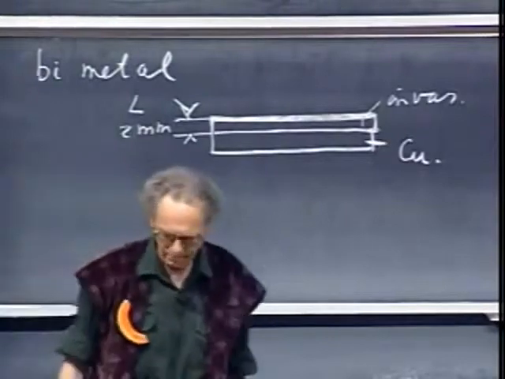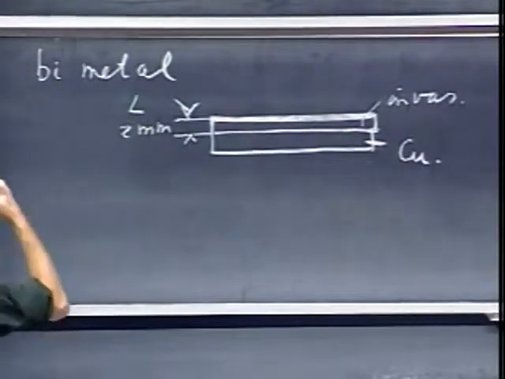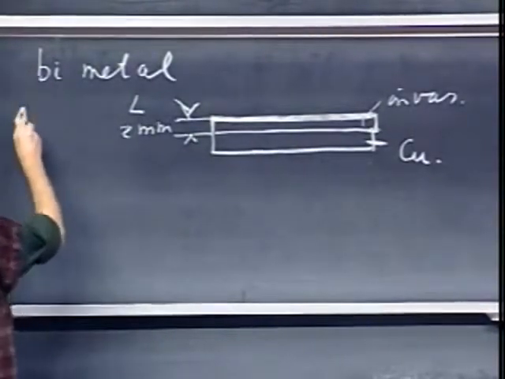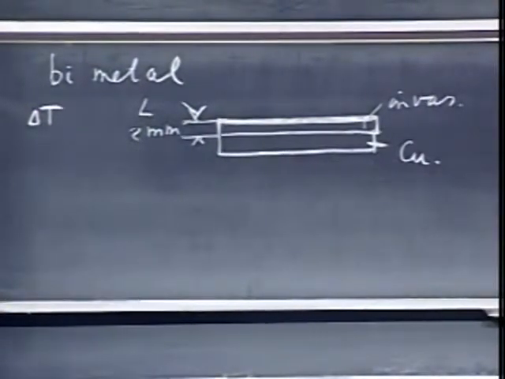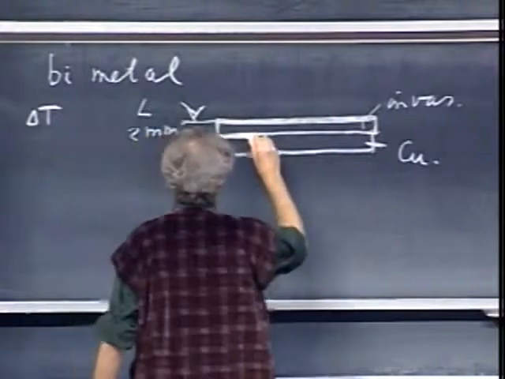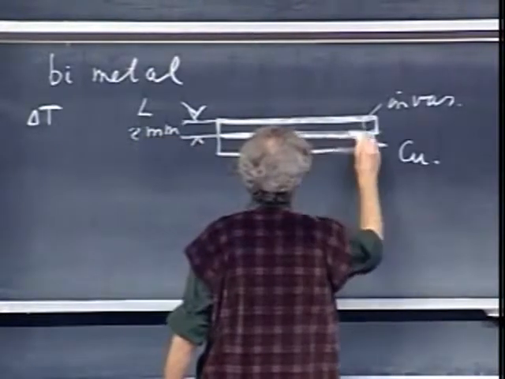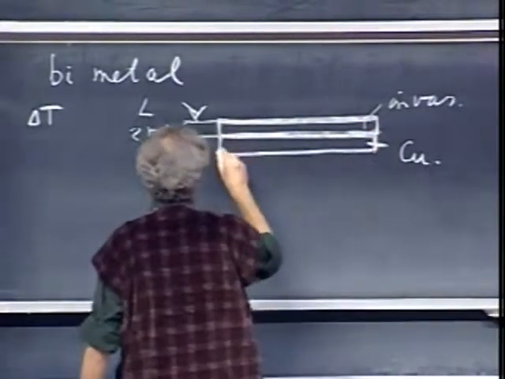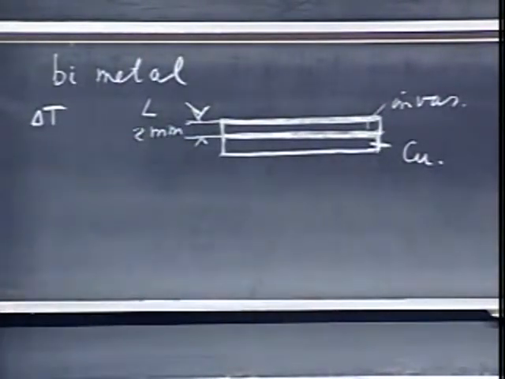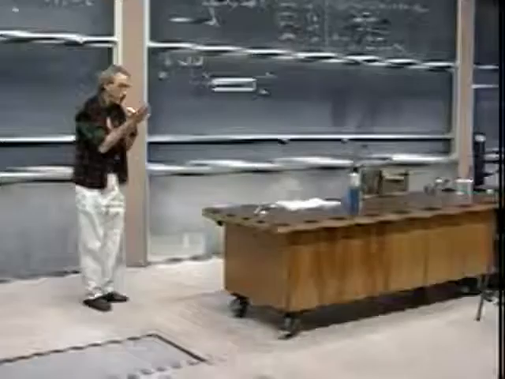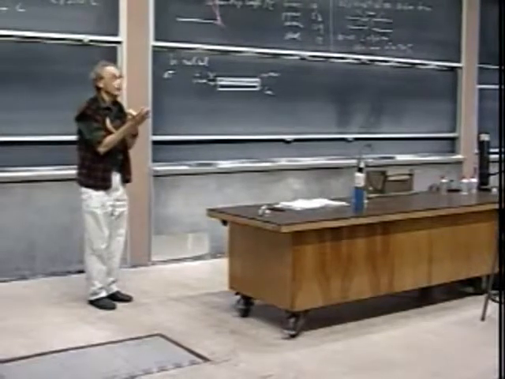And I'm going to heat it. I'm going to heat it, increase in temperature delta T. I'm not interested really in knowing how long the copper gets and how long the Invar gets, but I'm very interested in knowing the difference in the length between the two. Because what's going to happen when one gets longer than the other? Something's got to give. What do you think will happen? If they're stuck together, they can't slip relative to each other. What will they do?